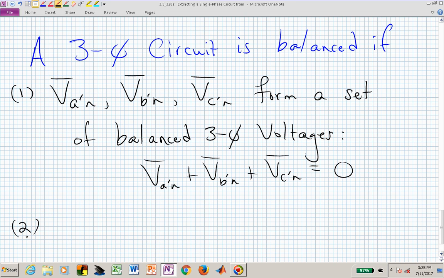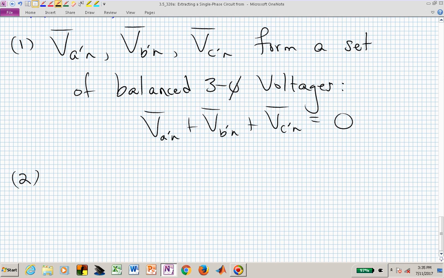And we want a balanced set of three-phase voltages at our source or at the generators. We also want all the impedances to be the same. We have our generator impedances in the different phases, in the three phases. We want those to be equal.